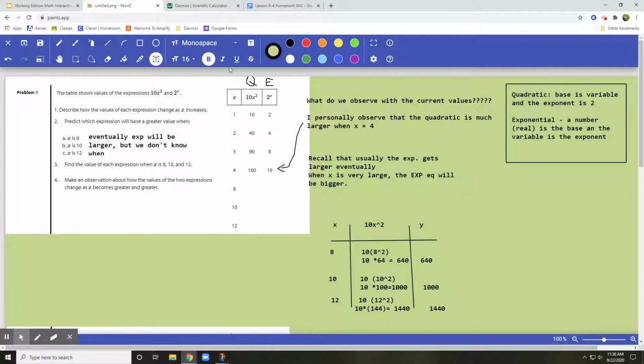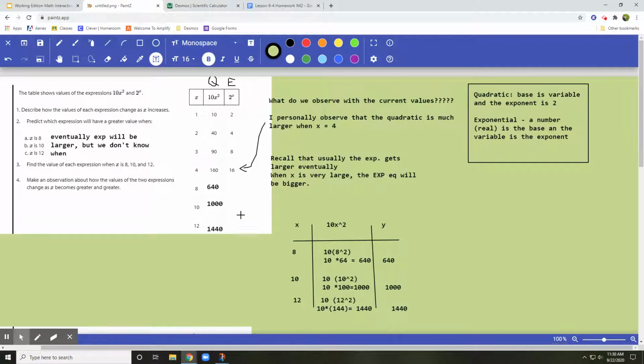Actually, let's put these in. So that means for our values, that's going to be 640. That's going to be 1,000. It's not lined up. That bothers me, but hopefully you'll be able to survive. And 1,440. All right, let's do the same thing, but let's go ahead and do it with this equation.